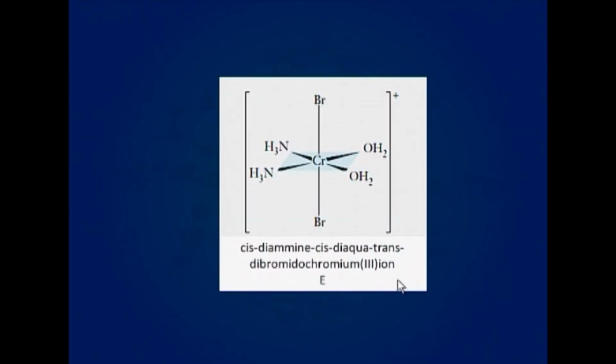In the fifth isomer, only two bromido ligands are at trans. These two ligands are at trans positions. These two are at cis and two aqua ligands are also at cis positions. Hence, it will be named as cis-diammine-cis-diaqua-trans-dibromido chromium(III) ion.